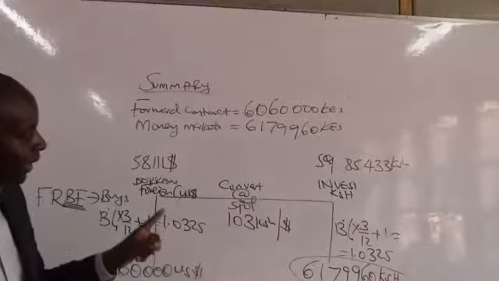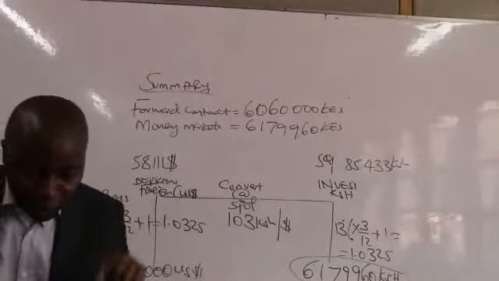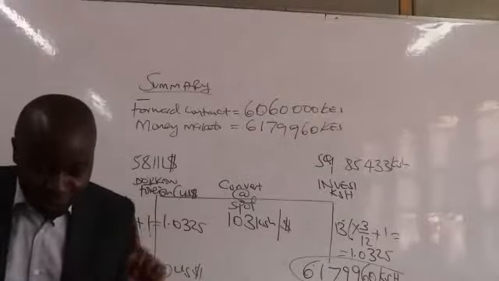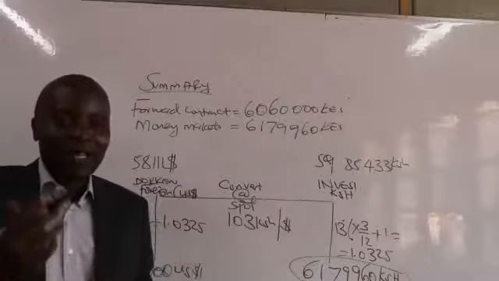61,79 960 or 959, isn't it? Now between the two, which one in this case here will you go for? Money market or forward contract?